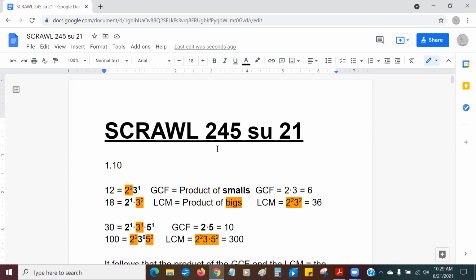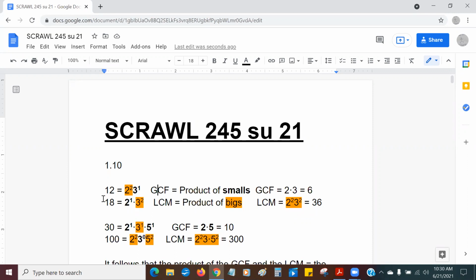And to find the LCM, I take the product of the bigs, meaning that 2 to the second is bigger than 2 to the first, and 3 to the second is bigger than 3 to the first. So I take the bigs, 2 to the second, 3 to the second, multiply them, and I get 36, which is the LCM. Because 12 goes into 36, and 18 goes into 36, and 36 is the smallest such number. And as we saw from the theorem that we just started this class with, any common multiple of 12 and 18 will be a multiple of 36.